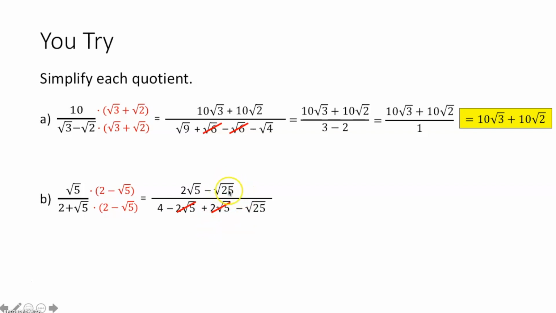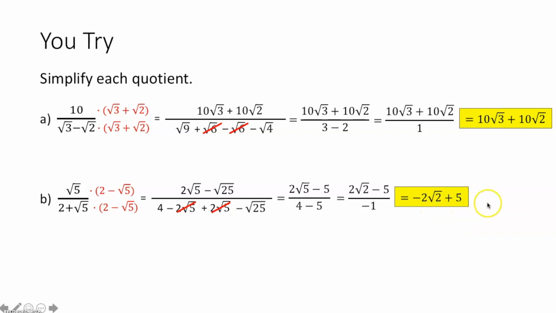In our numerator, this rad 25 becomes 5. This rad 25 also becomes 5. This 4 stays 4. Now, what's 4 minus 5 in our denominator? That's going to be negative 1. What we can do is divide each of these terms in our numerator by negative 1 to simplify. So this becomes negative 2 rad 2. This becomes positive 5. Most people don't leave it like this.